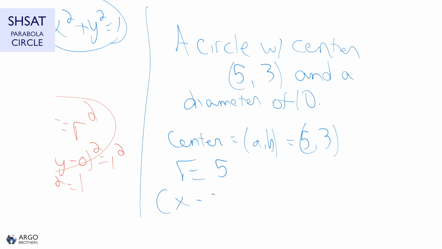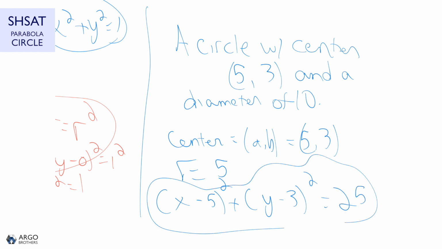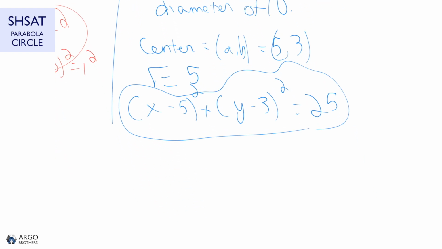So we have (x minus 5) squared plus (y minus 3) squared, both squared, don't forget that, equals r squared, or 25. And that is the equation. And then if we were to graph it, we would see the center is at (5, 3). 1, 2, 3, 4, 5. 1, 2, 3. Here's (5, 3). That's the center, and the radius is 5. So 1, 2, 3, 4, 5.